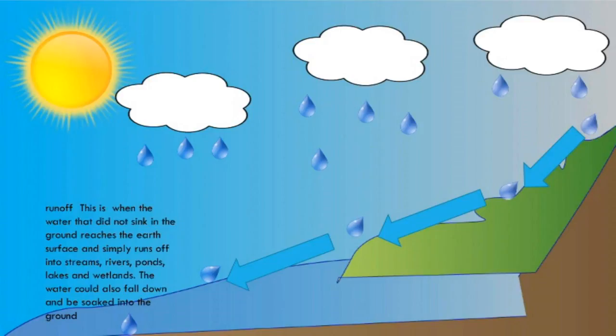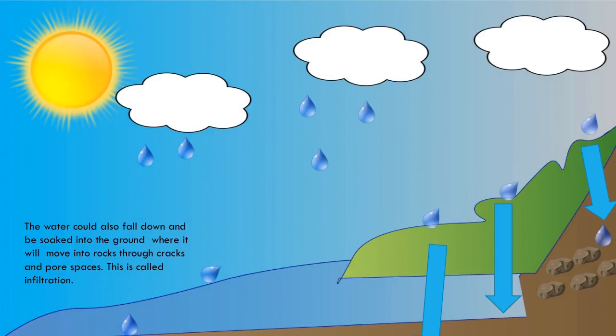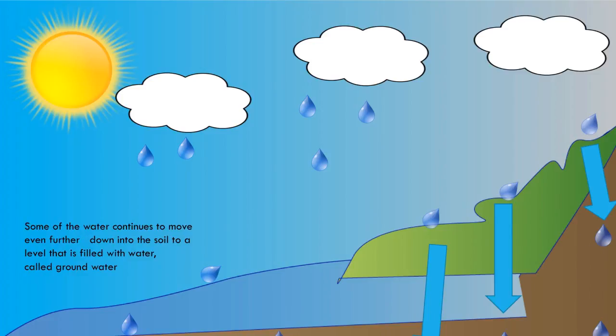The water could also fall down and be soaked into the ground, where it will move into rocks through cracks and pores in spaces. This is called infiltration. Keep in mind that not all water stops at the rocks. Some of the water continues to move even further down into the soil to a level that is filled with water, called groundwater. This process is driven by infiltration.